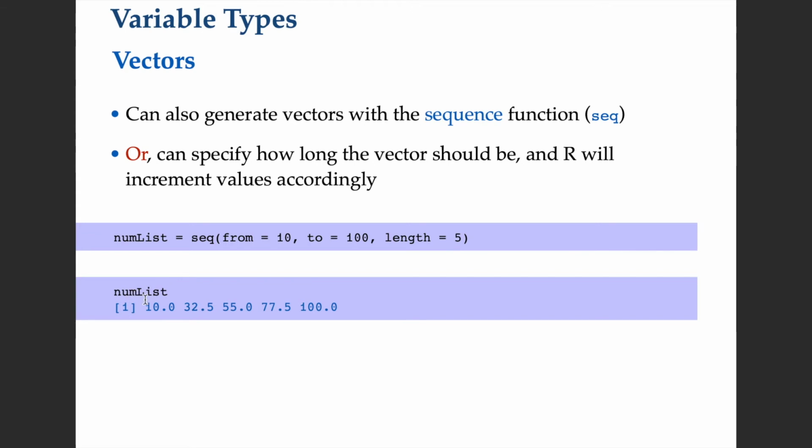So now if we type numList and hit enter, our first value is going to be 10, then 32.5, 55, 77.5, 100. So what it's done is it's gone from 10 to 100 in 5 steps of equal length, right? So it divides that space up evenly when you specify the length. So those are the two ways you can define a vector using the sequence function: by either specifying what to increment by, or by specifying how long you want the sequence to be.